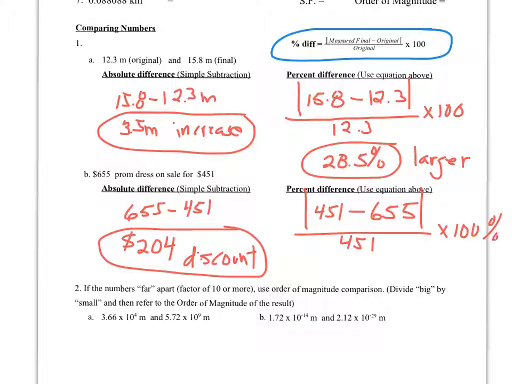So it comes out to be 0.311, which when you multiply by 100 is 31.1% discount for the dress.